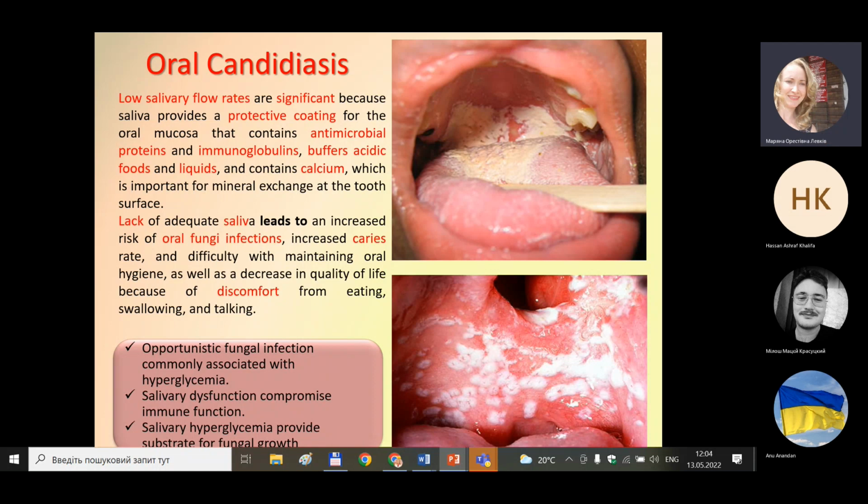Opportunistic fungal infections are commonly associated with diabetic patients and hyperglycemia. Salivary dysfunction compromises immune function of the oral cavity, and due to this, such opportunistic infections progress. Salivary hyperglycemia provides substrate for fungal growth.